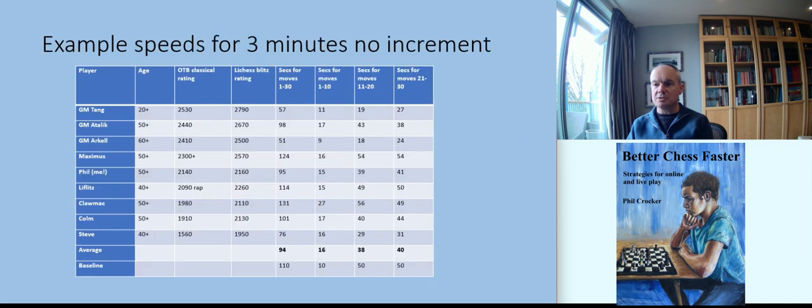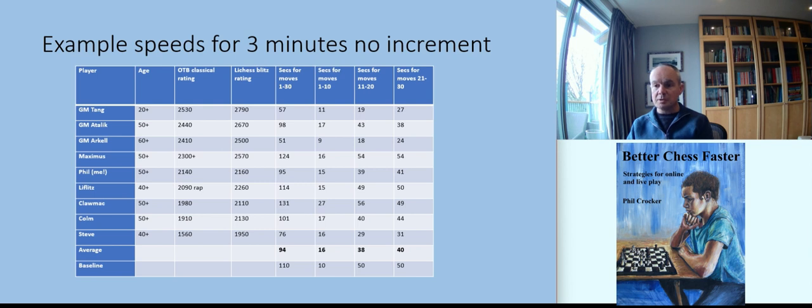So this is all described in my book, Better Chess Faster, but there's some excerpts here, and what you have down the left hand side is various players, some grandmasters at the top, and then some, let's say, keen amateurs following them. And I've also put the average of all those players in bold, and a baseline information from that slide we just looked at.